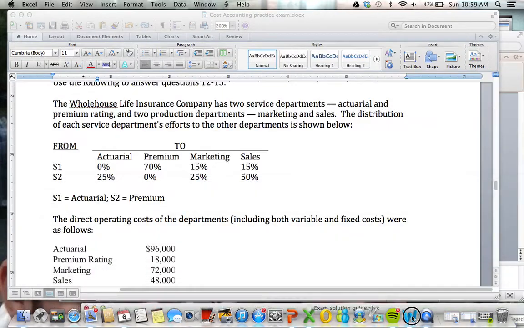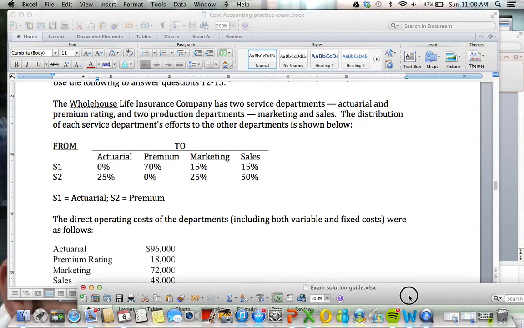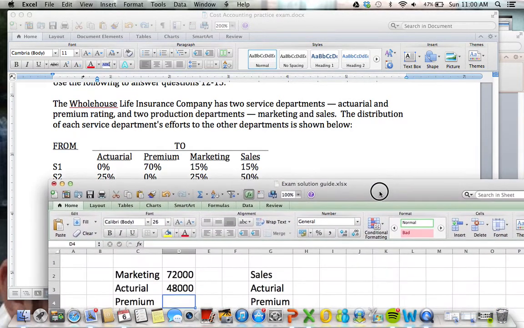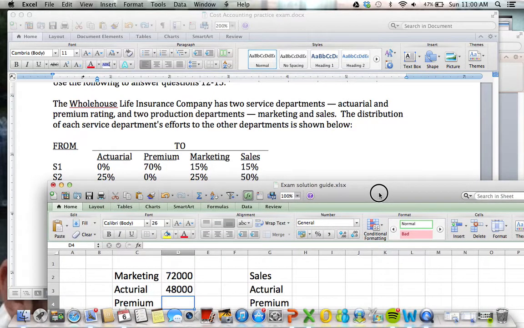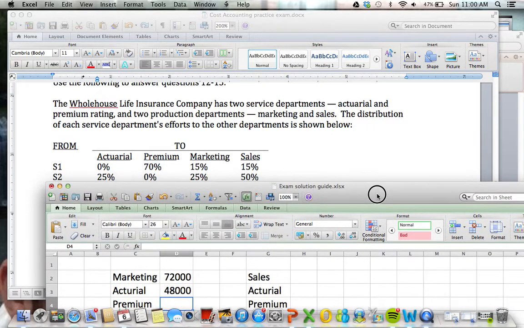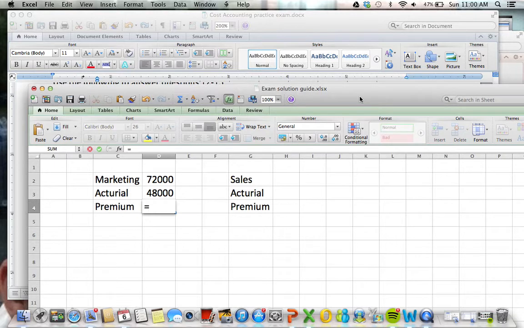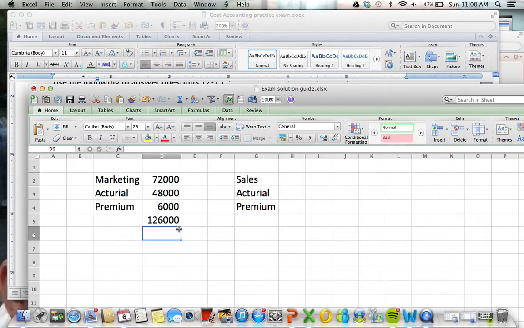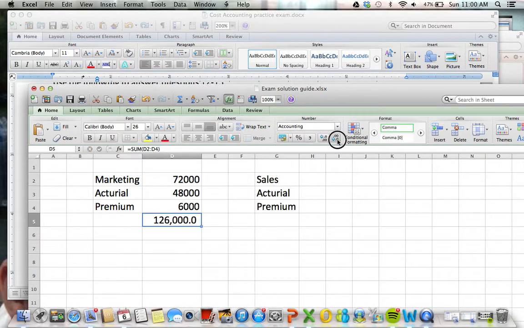And now, as far as the premium goes, we see that the premium rating department costs 18,000 together, and marketing is using 25%, sales is using 50%. So to me, that's the whole universe of usage. It looks like 1/3 is going to marketing, 2/3 are going to sales. So with this, I'll go 18,000 times 1/3. And I have a total of 126,000.